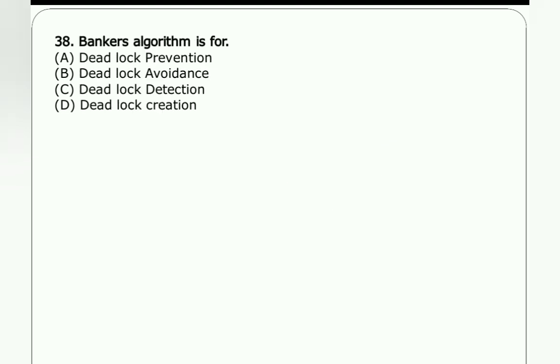Next, the banker's algorithm is used for. The banker's algorithm, sometimes referred to as the deadlock avoidance algorithm, is used to check, after assigning requested resources, whether the system is in a safe state, deadlock free or not. So that's why the answer is deadlock avoidance.